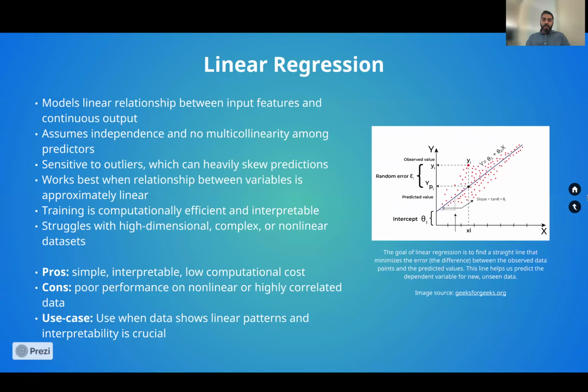linear regression models, this is again a model that is very frequently utilized, especially in the industry, because of its simplicity and interpretability. Those are the two big things. So it's easily maintainable, for example, and if the data shows linear patterns, and if you want interpretability, this is the algorithm of choice typically. So that's what we have for linear regression.